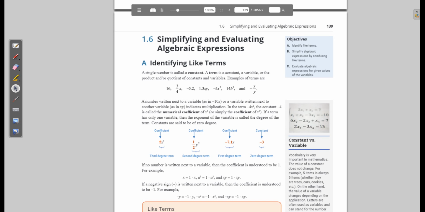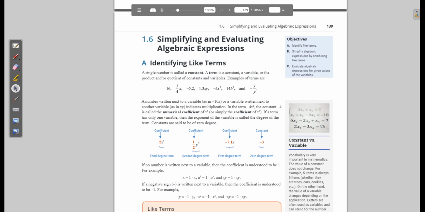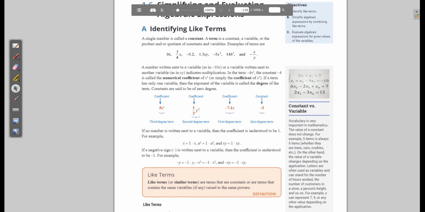Okay, so today we're talking about Chapter 1, Section 6, Simplifying and Evaluating Algebraic Expressions. In order to progress in college mathematics, we need to be able to simplify and evaluate algebraic expressions. We need to know what is being asked here, right?